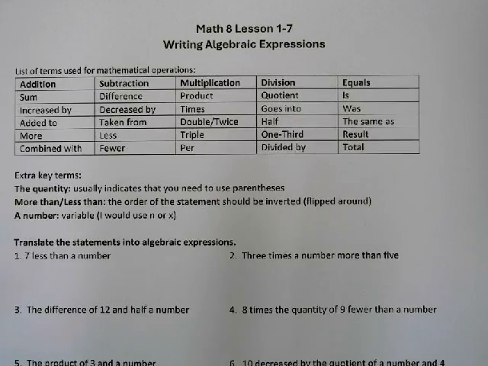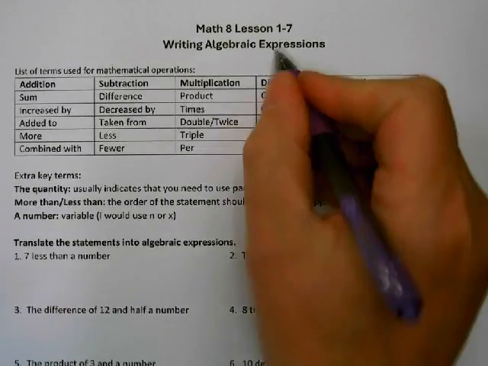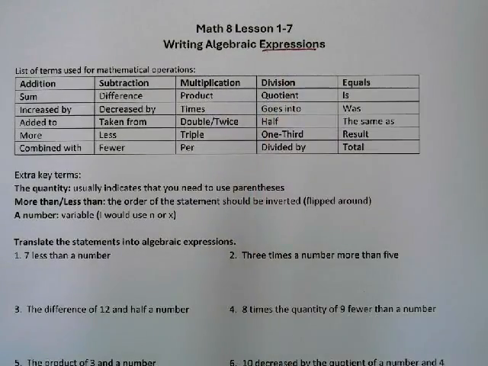We got lesson 1-7. We're going to write algebraic expressions. Now, expressions means no equal sign. So algebraic means we're going to have variables. But we're going to have no equal sign for these, which just means we're not going to solve anything. We're just going to write it out with algebra.